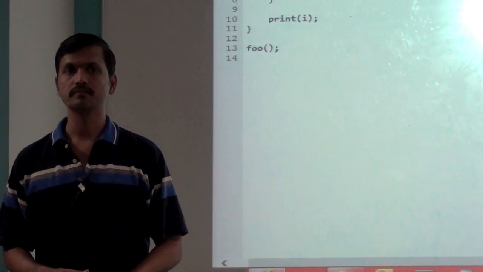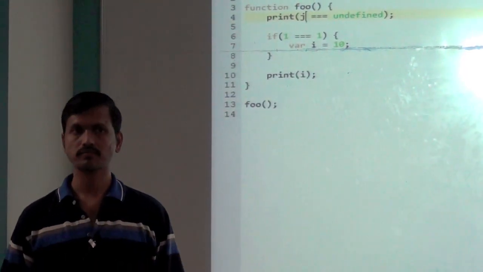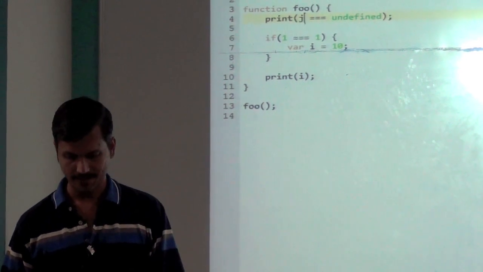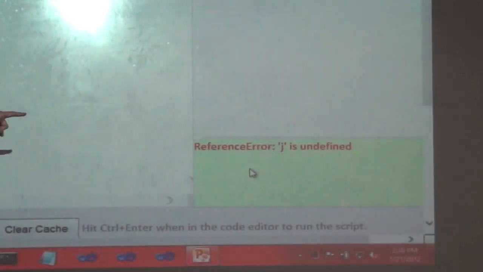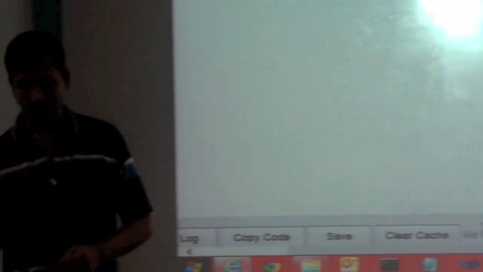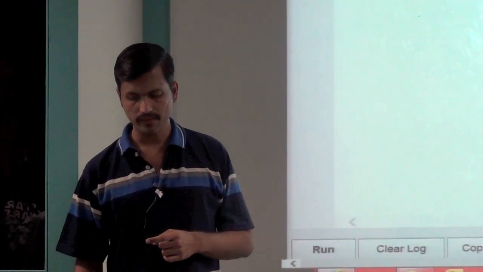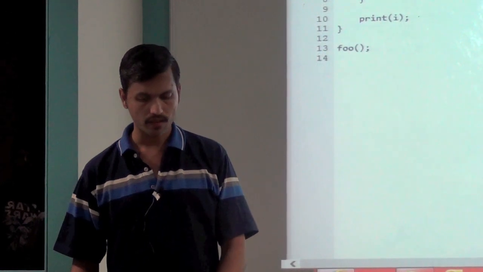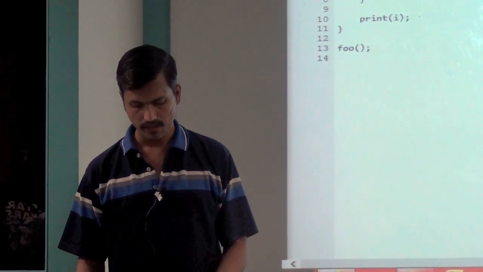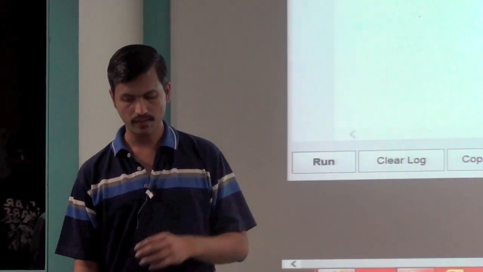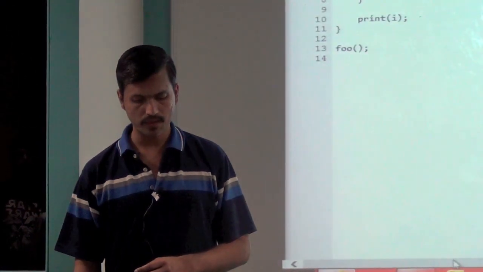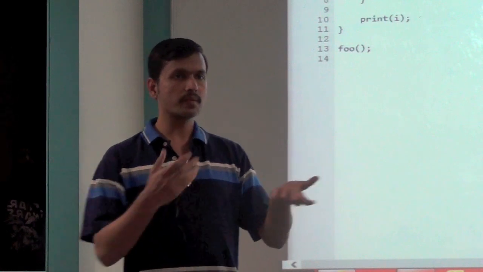Sorry? Null? Reference error. Yes, somebody said reference error. There you are. So it says reference error, J is undefined, right? But it didn't say that for I, even though I kind of used it the same way. When I run this, it prints it is undefined, no error. So what's going on? That's what variable hoisting is about.